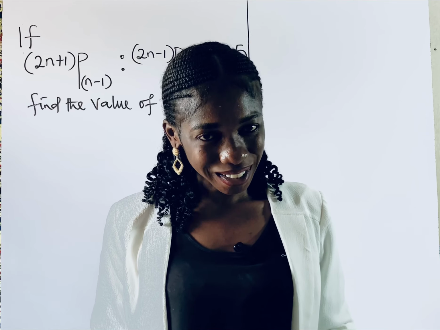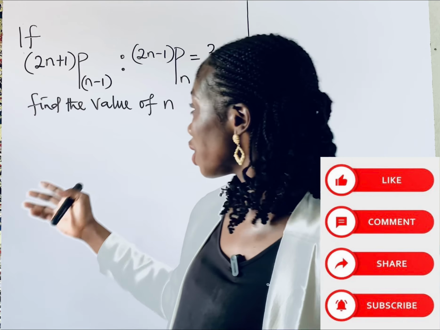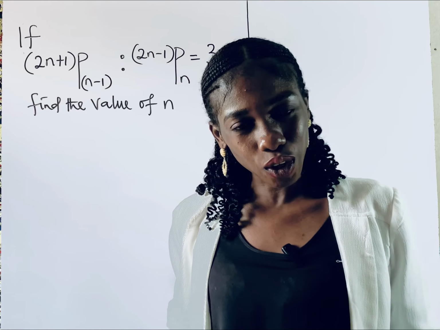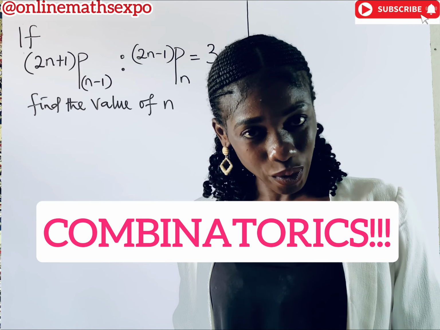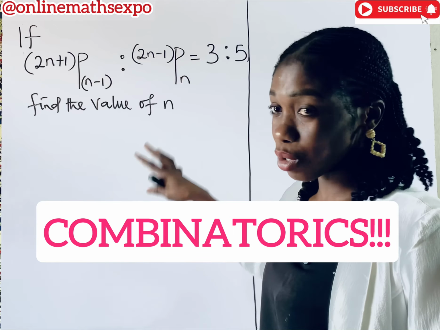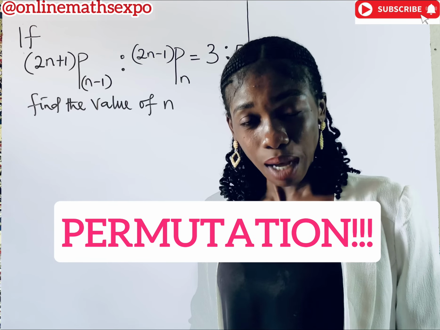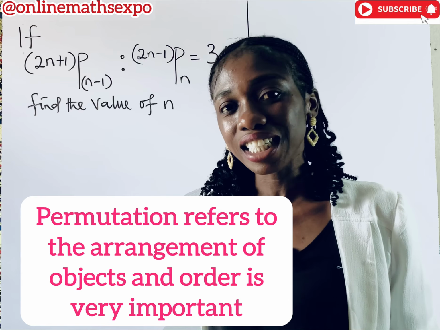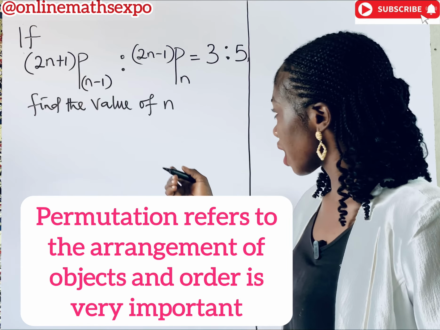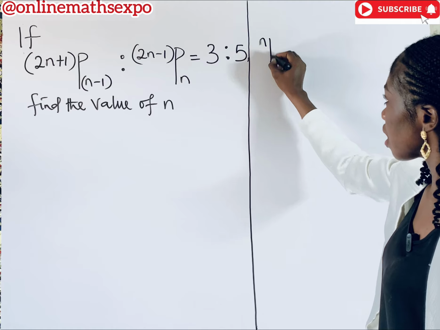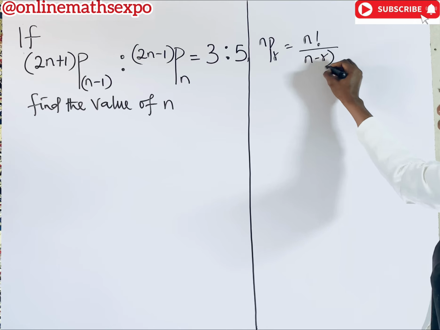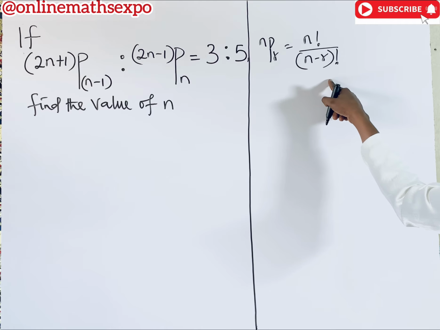Hello friends and welcome. In this Math Olympiad question, you are going to learn how to solve questions on a topic in combinatorics. And this is in particular what we call the permutation. Permutation simply means arrangement of items. And in this case, we have it generally that n permutation r is n factorial over n minus r factorial. This is the formula.